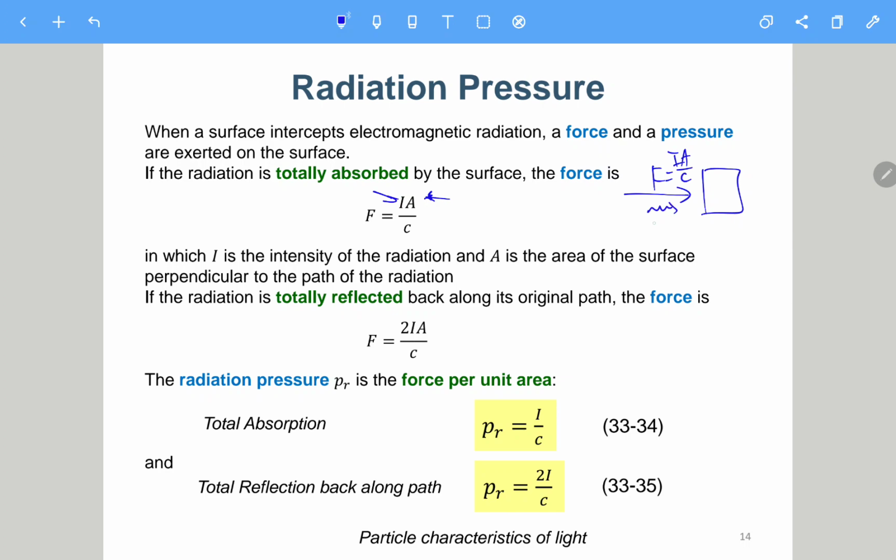So there may be some momentum here. It's not good to write MV, because the photon has no mass, but it has some momentum. If it is totally absorbed, it totally absorbs this one. But if it is P and we totally reflect it, then the force should be 2 times larger, because you should keep the conservation of momentum. This one refers to IA over C, and this one refers to minus IA over C. So if you take the difference between them, then there will be 2 times of this value. Okay, so the radiation pressure is the force per unit area. So you just divide by A, so you have I over C, 2I over C. So nothing special here.